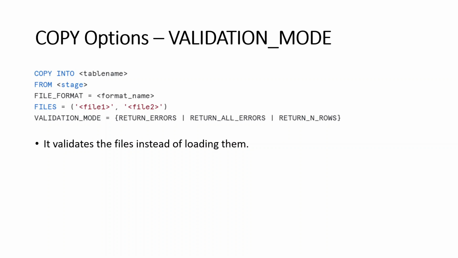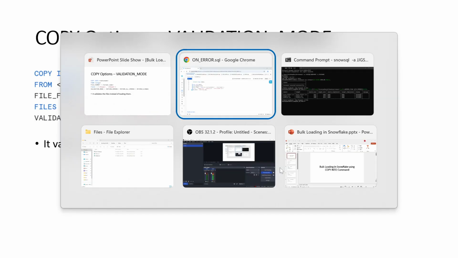This was all about the on error. Now next is validation mode. It is used to validate files without actually loading data into the table. So it helps you identify data errors before performing any load. And there are 3 options in it: return errors, return all errors, and return n rows. Let's see this in action. Basically, it validates the files instead of loading them.